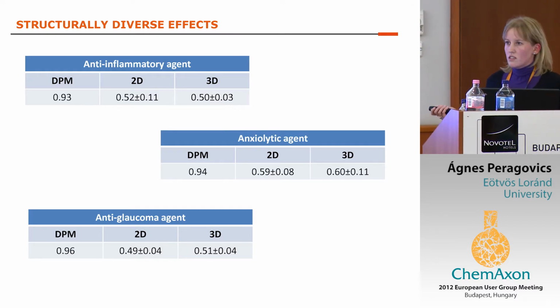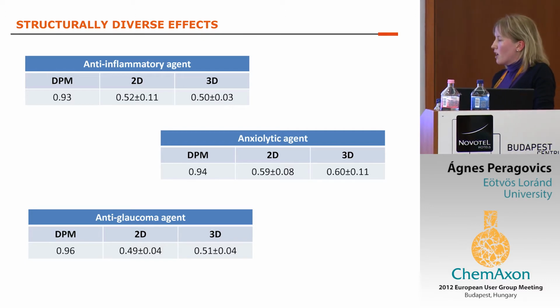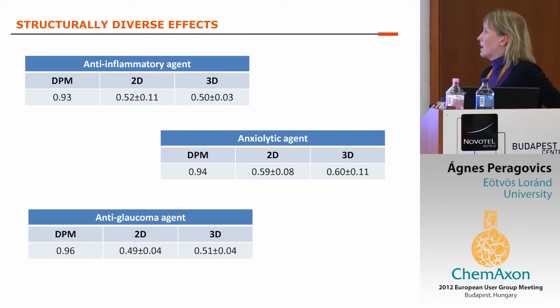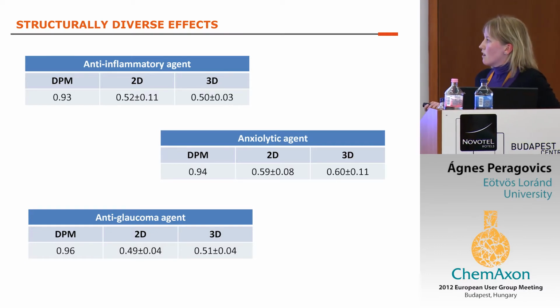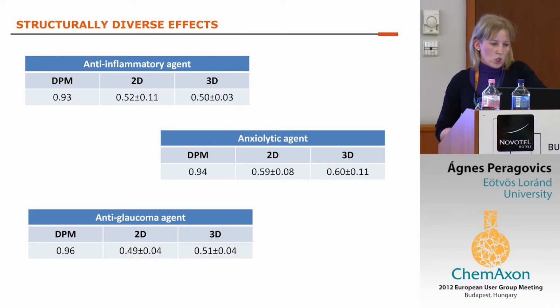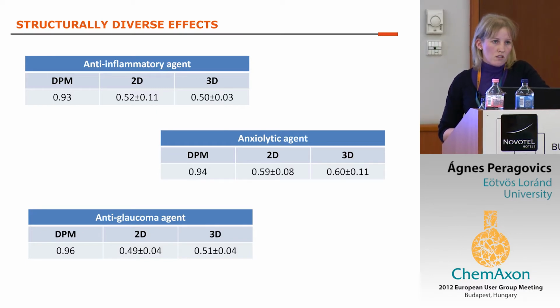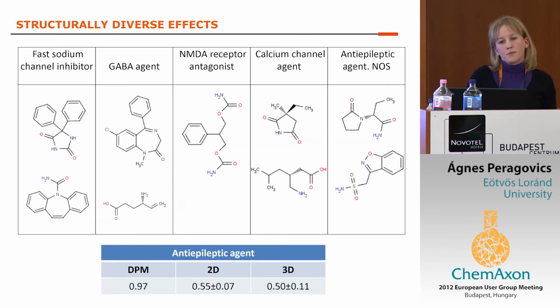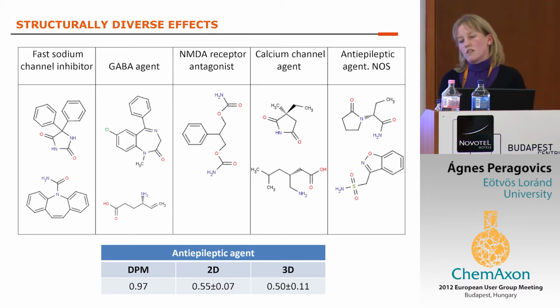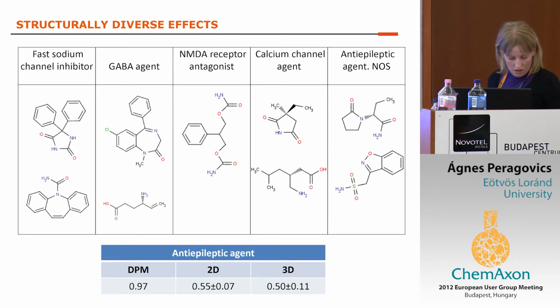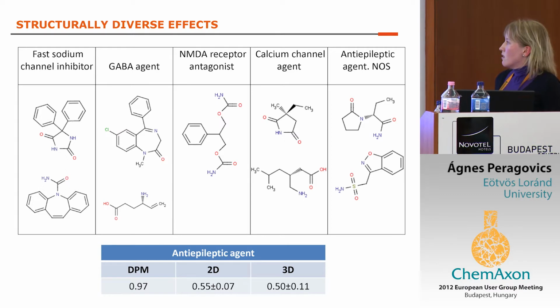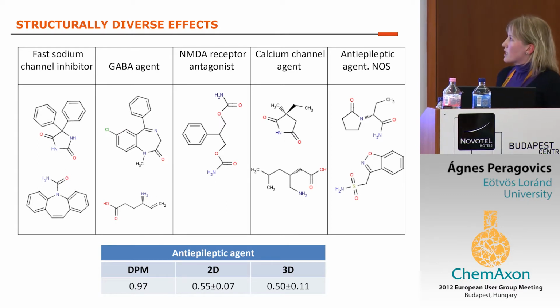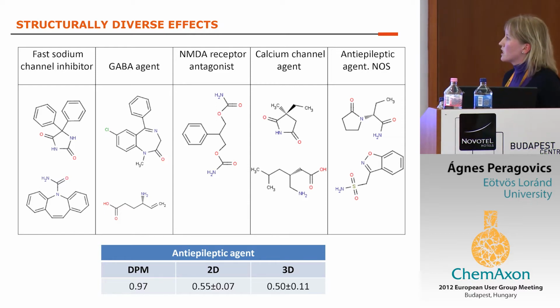The traditional two-dimensional and three-dimensional searches couldn't really handle these effects, but drug profile matching produced high accuracy values. And this is my last example. This is the main effect, anti-epileptic agent. Here you can see the subcategories belonging to this main effect.